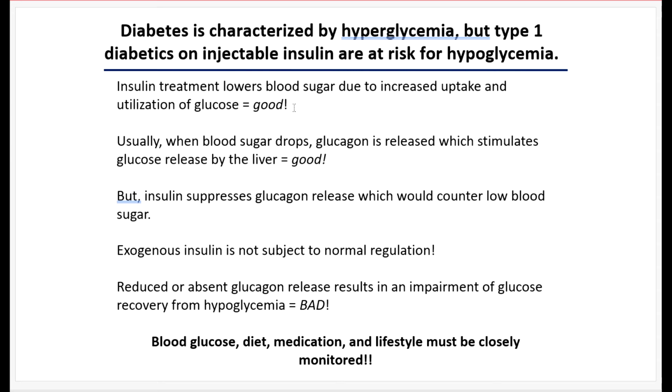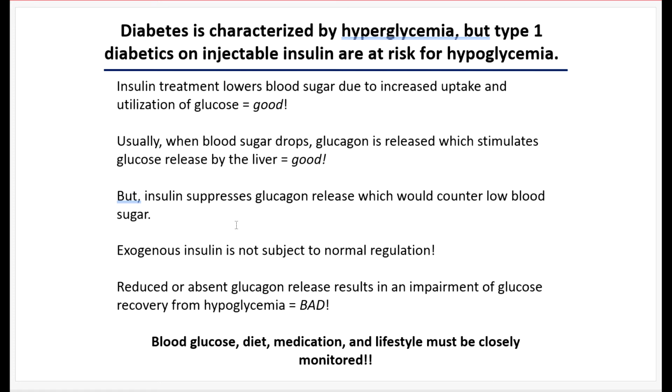That's great. Usually, though, when blood sugar drops, glucagon is released, which stimulates glucose release by the liver, but insulin suppresses glucagon release, and insulin that's injectable is not subject to the normal regulation, the normal balance. Insulin and glucagon are in a very delicate balance of high insulin, low glucagon, low insulin, high glucagon. However, exogenous insulin, because it's coming from an outside source and not a cellular source, is not regulated in the same way.